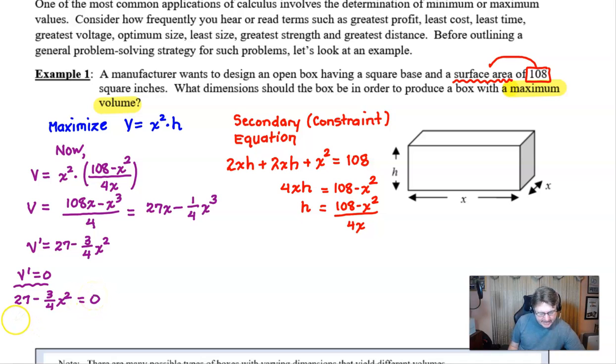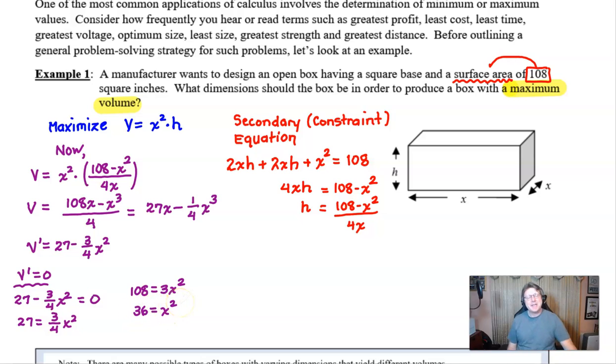And then I can take 27, that's equivalent to 3/4 x squared, of course. Then, oh, what am I going to do next? Multiply by 4, which is 108, which is going to be 3x squared. Divide by 3. Boy, it turns out we get very lucky. Not only is 108 divisible by 3, it's divisible fairly nicely, right? 3 goes into 108 36 times, but the result is a perfect square.